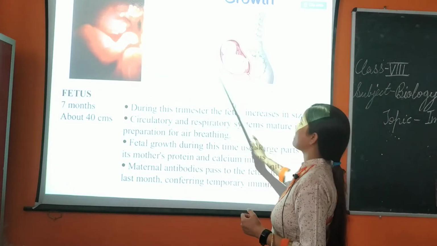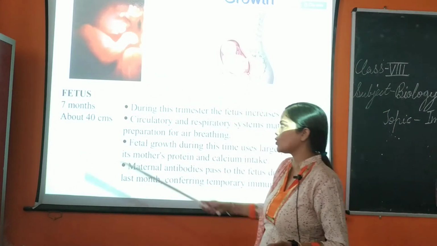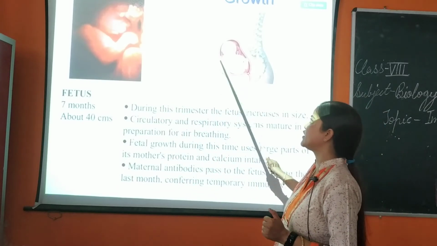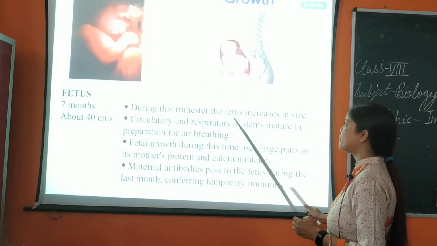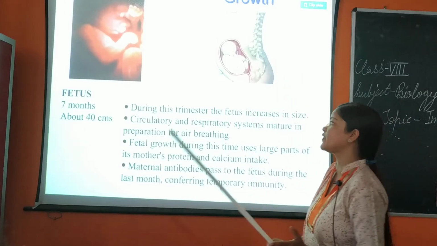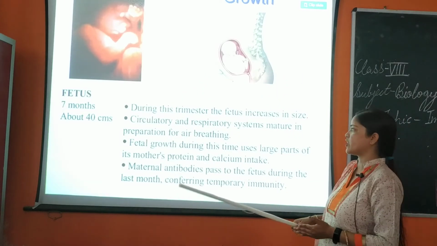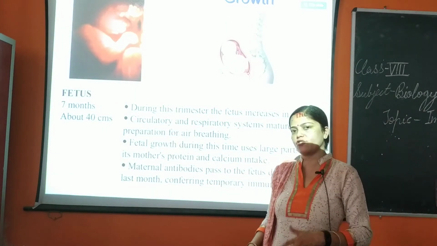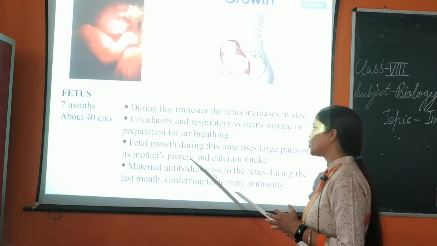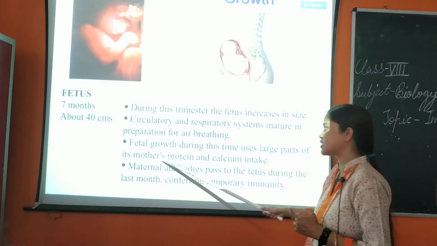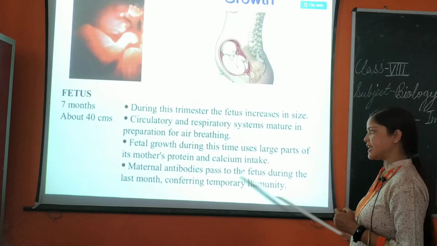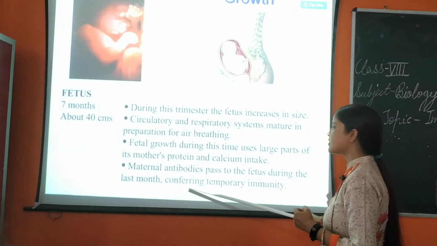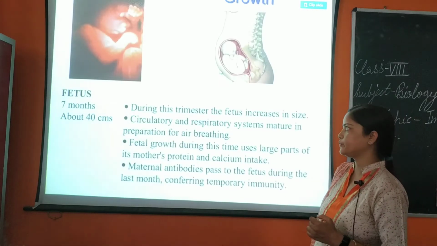Fetus of 7 months. See, the growth has now come to 7 months, about 40 centimeters. During this trimester, the fetus increases in size, and the circulatory and respiratory systems mature in preparation for air breathing. Fetal growth during this time uses large parts of its mother's protein and calcium intake. Maternal antibodies pass to the fetus during the last month, conferring temporary immunity.